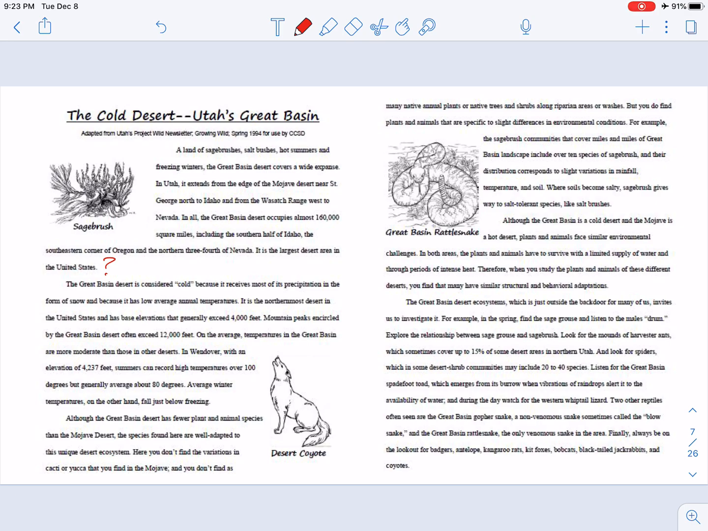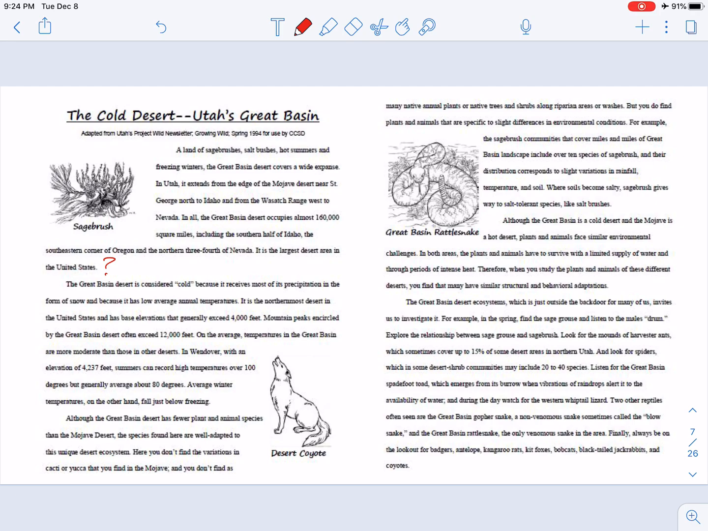The Great Basin Desert is considered cold because it receives most of its precipitation in the forms of snow, and because it has low average annual temperatures. It is the northernmost desert in the United States and has base elevations that generally exceed 4,000 feet. Mountain peaks encircled by the Great Basin Desert often exceed 12,000 feet.